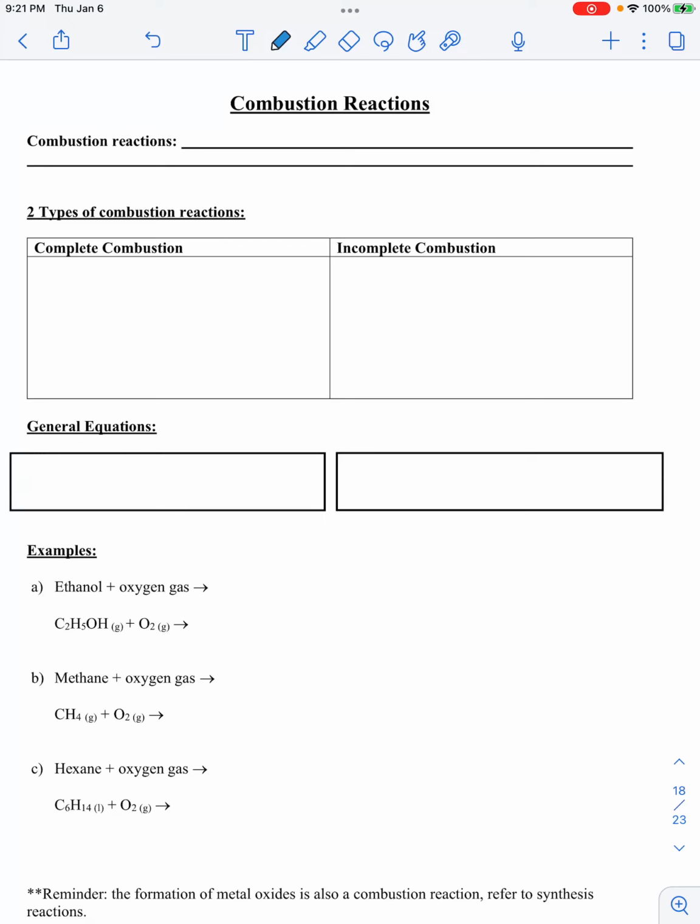Okay, hello and welcome to our lesson on combustion reactions. Combustion, when we think of that, we think of burning things. So these are reactions where we see the burning of a substance, but we can be a bit more specific in that. So a proper definition for a combustion reaction is the reaction of a substance with oxygen.